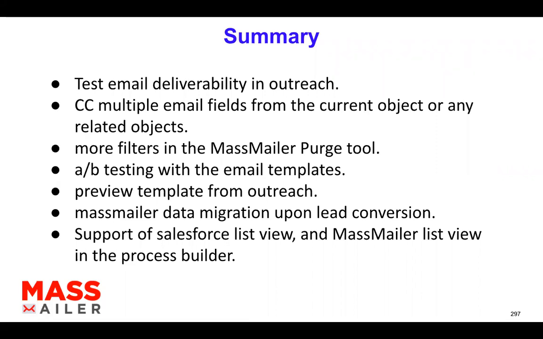So the advantage is that now you don't have to worry about how many emails are being sent, due to the Salesforce limits. Because process builder used to, or rather, it still has a limit of 5,000 process builder processes in the queue. You cannot go beyond that. So what if you needed to send emails to 10,000 people upon a certain event? Now you can do that using the MassMailer list view or Salesforce list view.